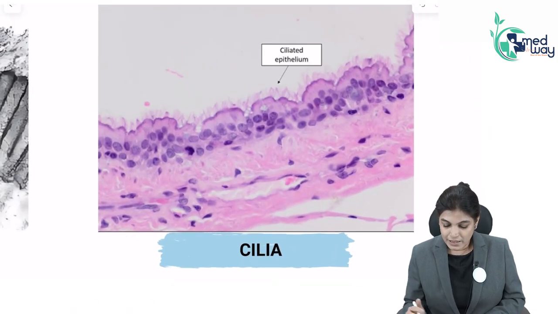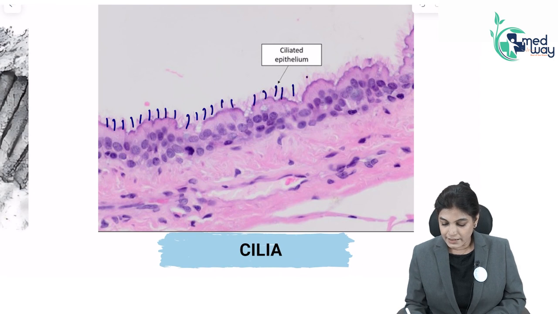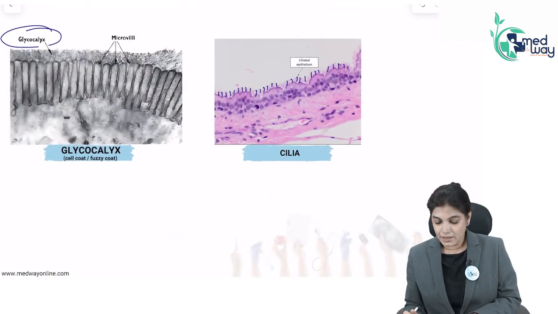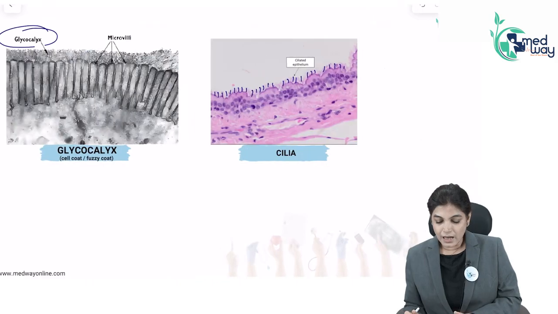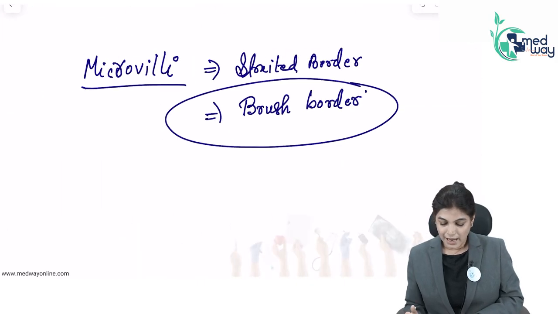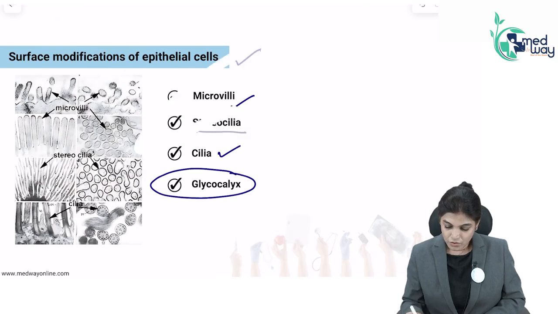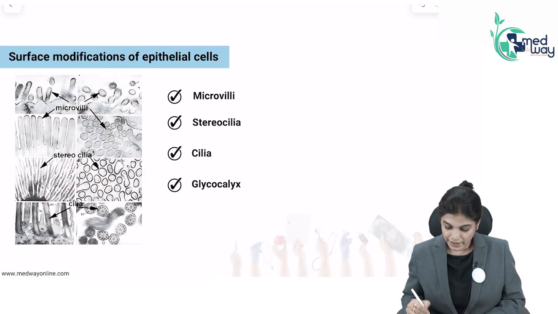Cilia, if we see here, this is an HNE stain. Cilia are motile projections, and ciliated epithelium is present in the fallopian tube and the respiratory tube. So, let's write it. Before proceeding to the next, I want everybody to write down the examples where all these structures are present. I will rub this out and write the examples.